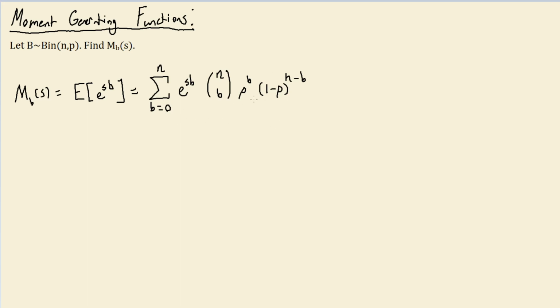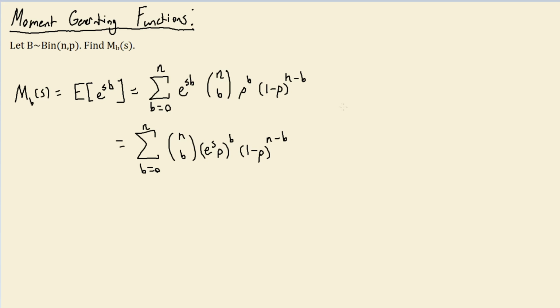This is the answer. But we obviously want to reduce this into a form that's easier to work with. I am immediately noticing that this e to the sb and this p to the b, we could squeeze these things together, and we get that this is equal to the sum from b equal to 0 all the way up to n of n choose b times e to the s multiplied by p to the power of b times 1 minus p to the power of n minus b. And you might be wondering, why is this a preferable format to what we have up here? This is about as complicated as the first.